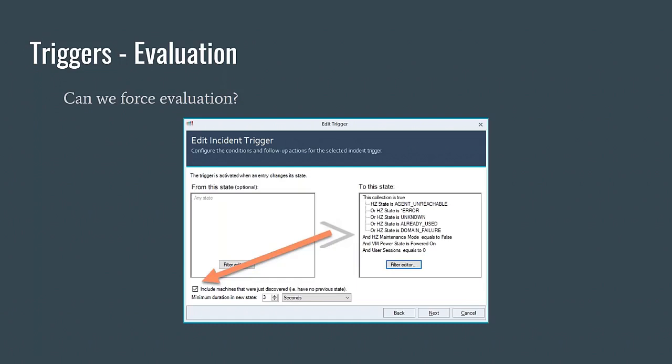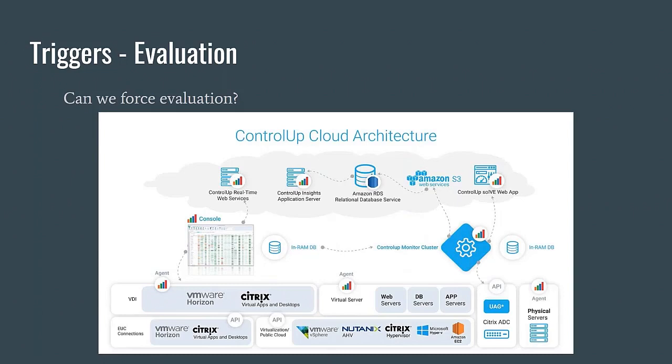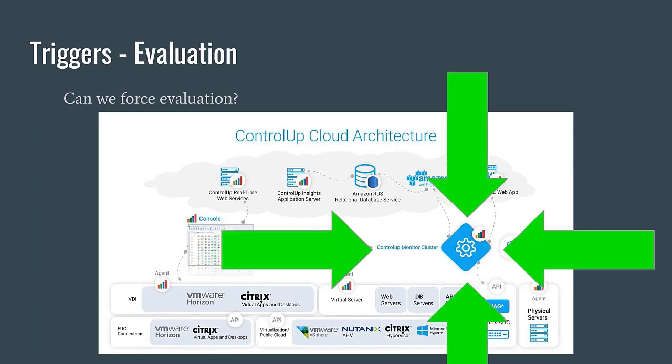To understand how we can force evaluation, we kind of need to go into the architecture diagram of ControlUp a little bit. This is the ControlUp architecture diagram, and to understand where the automation is actually being run, it is being run on the monitor cluster. These are machines that you stand up in your environment. You tell ControlUp to install the monitor service on those machines, and here is where all the evaluations for all the triggers are being done.